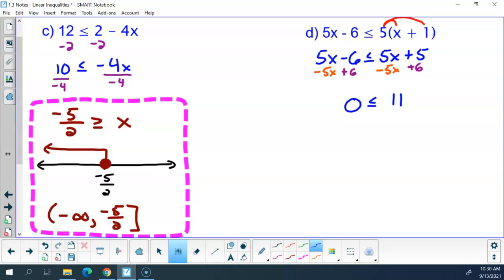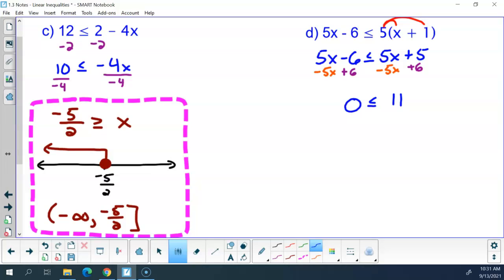Because if you would have gotten negative 6 is less than or equal to positive 5, that still would have been a true solution. Or negative 11 is less than or equal to 0, depending which way you want to go. So what's the answer here? If it's not no solution, and there are no variables, it's got to be what? Infinite solutions, or all real numbers.